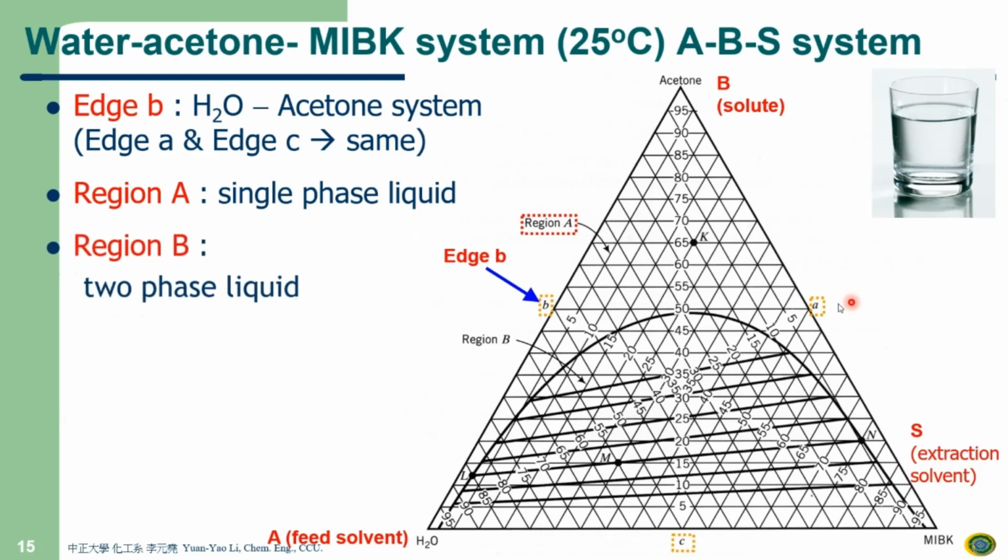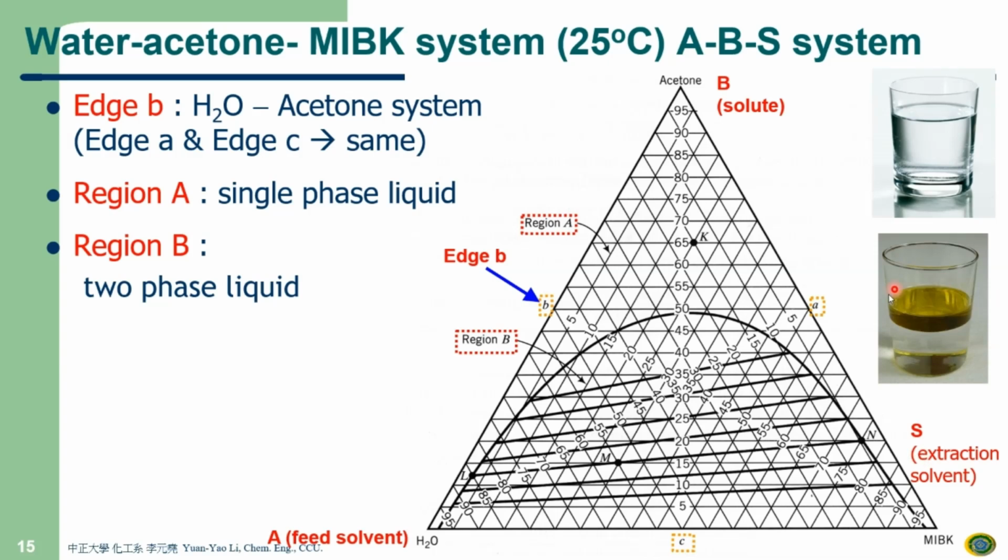And region B is here. You will have two phases, like this. Remember, like liquid interaction, you have two phases. This phase will be MIBK together with acetone. This phase will be water with acetone.